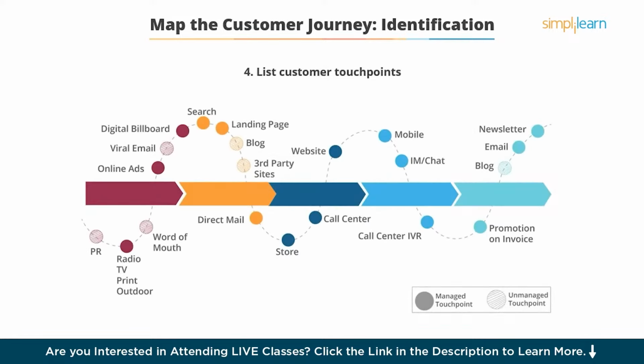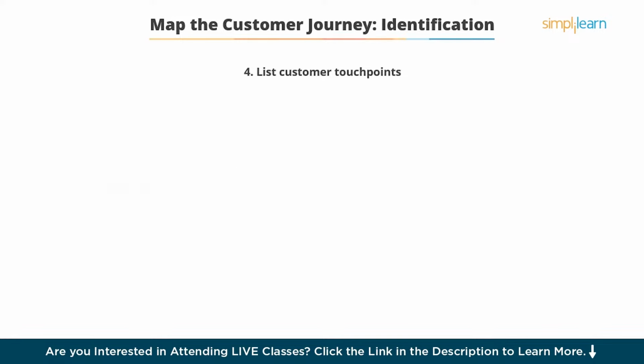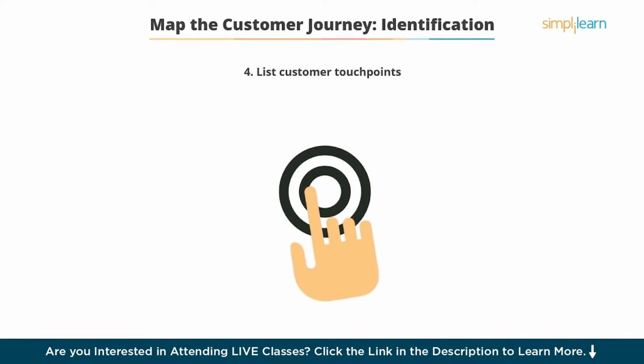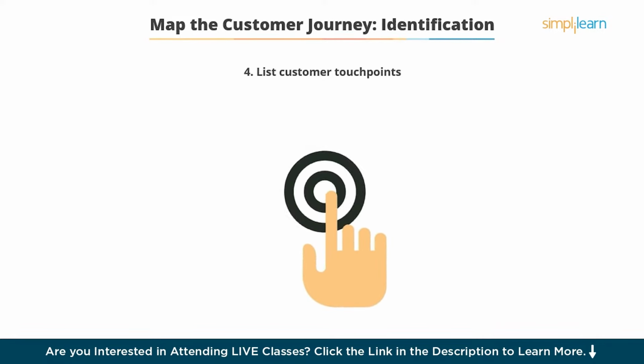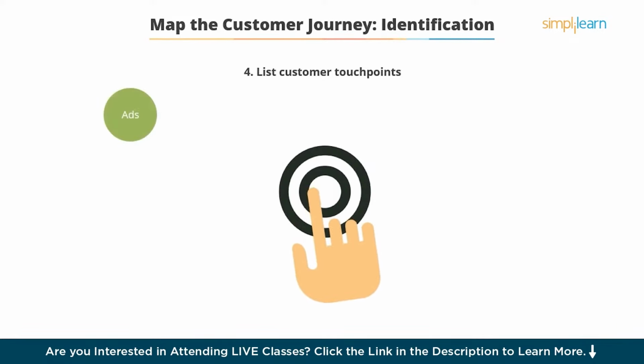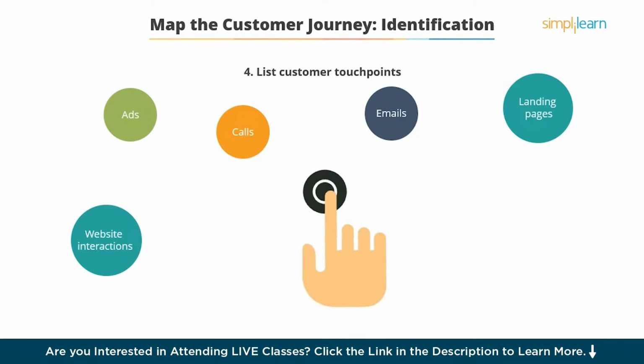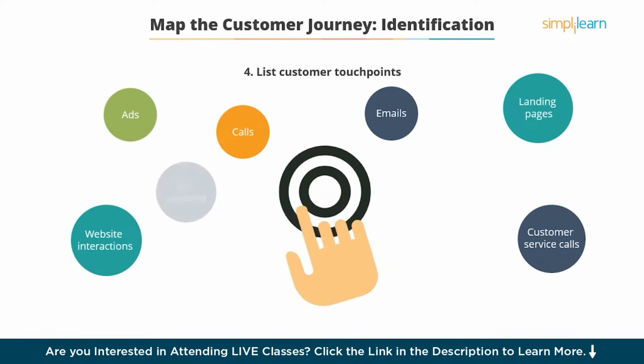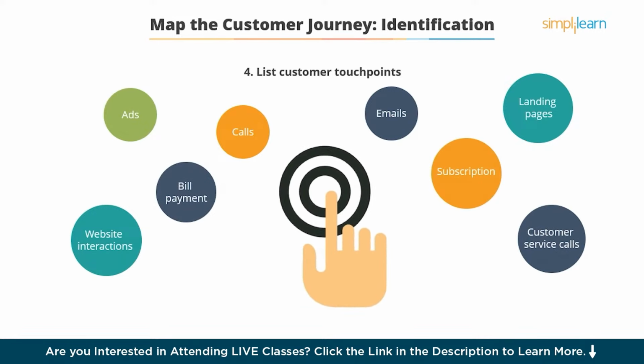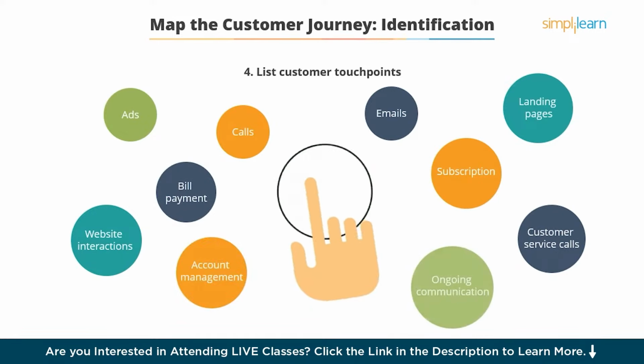Fourth, draw a linear line through the stages and map touch points along the line. A touch point is any interaction a customer has with your company, such as viewing ads, visiting landing pages, emails, calls, website interactions, customer service calls, paying a bill or subscription, account management, and ongoing communications.